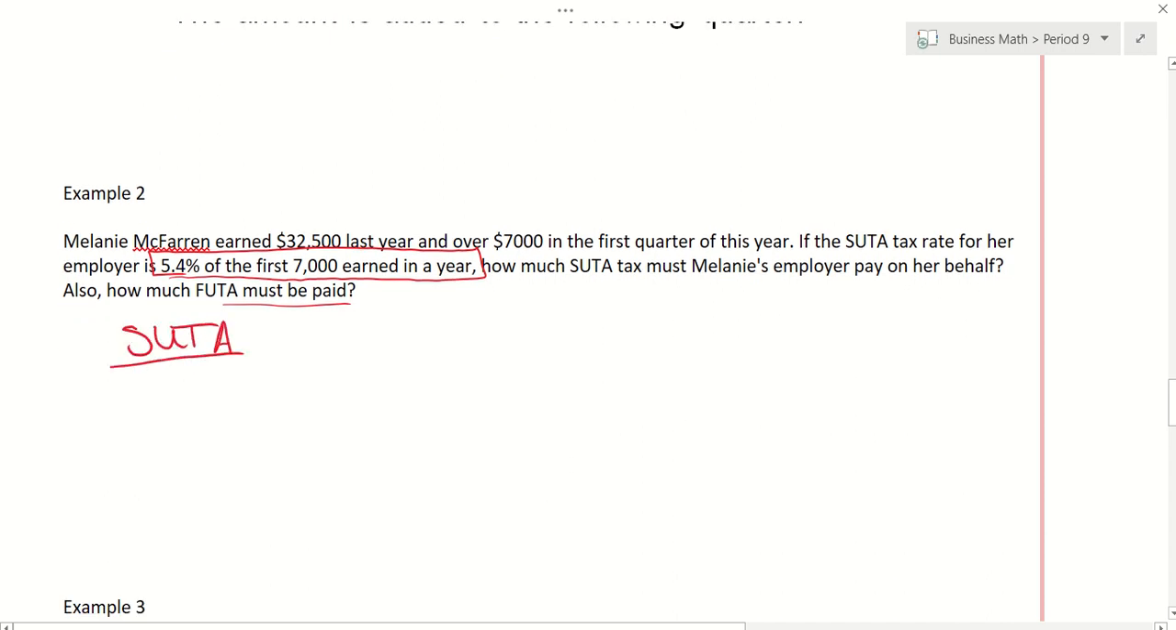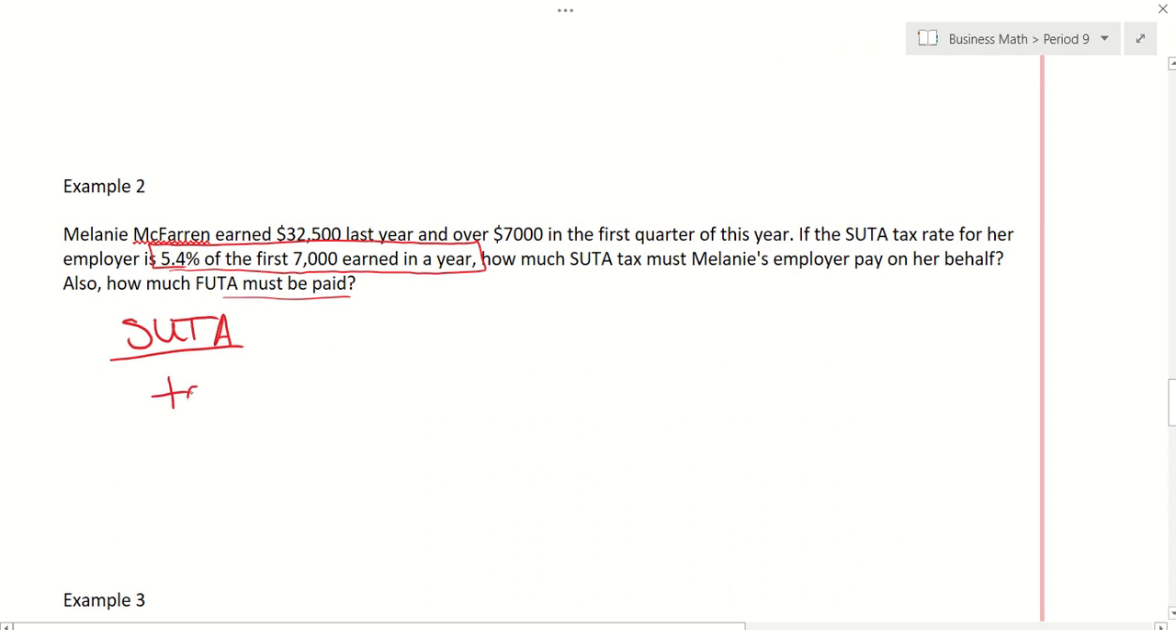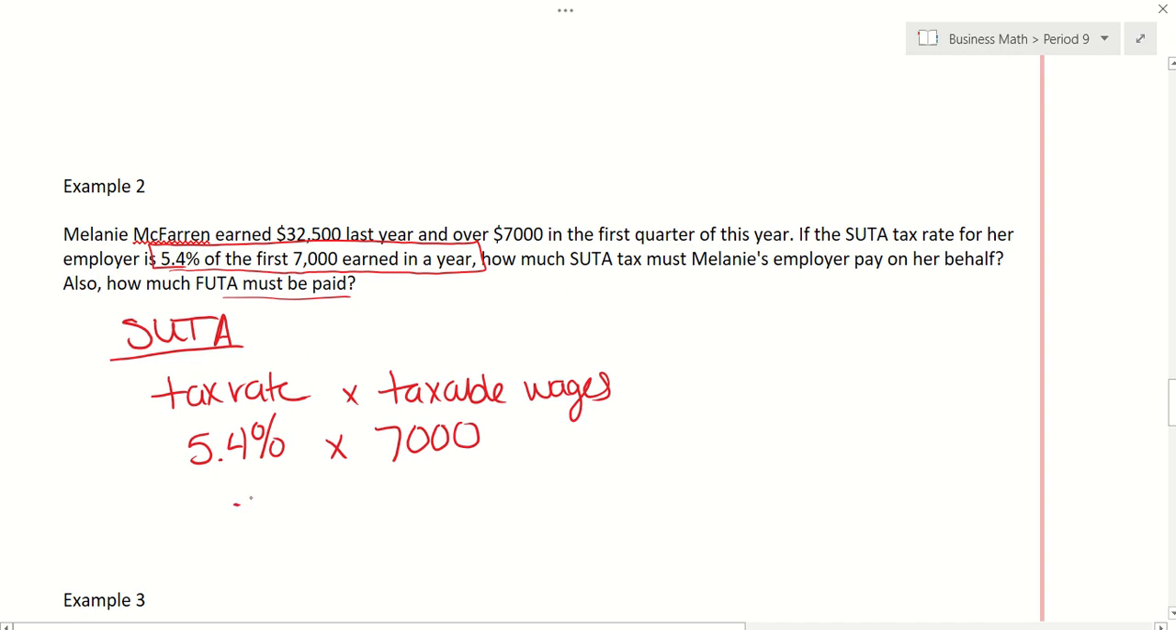How does that look? The formula is tax rate times taxable wages. The SUTA tax rate is 5.4% times her taxable wages. 0.054 times taxable wages means it's 378. Now for the FUTA.